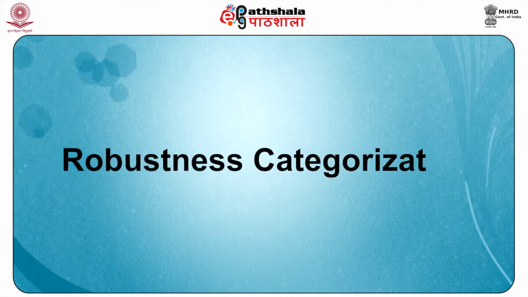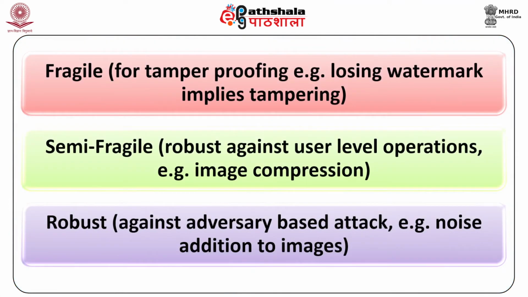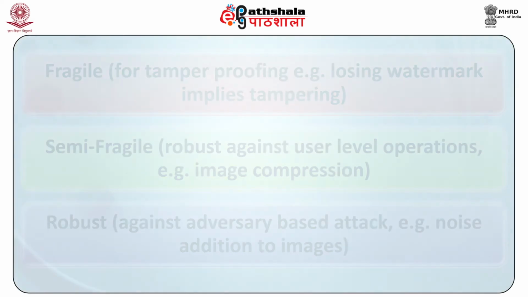Now, robustness categorization. Fragile is for tamper proofing. Example, losing watermarks implies tampering. In semi-fragile, robust against user-level operation. Example, image compression. Now, robust against adversary-based attack. Example, noise addition to images.